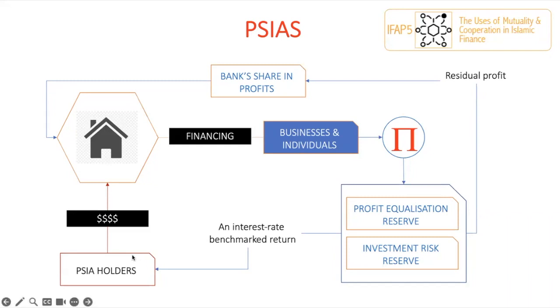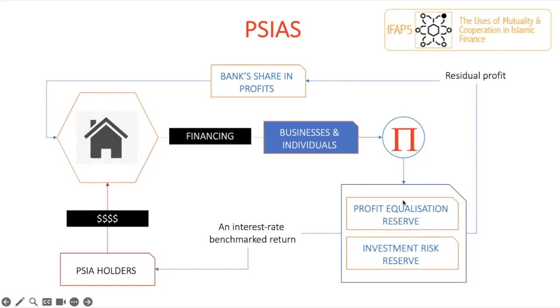Now, in case of profit sharing investment accounts, these PSIA account holders put the money with the bank. The bank uses this money for its banking business, financing, and it generates profit. Profit sharing investment account holders should have access to this profit as the shareholders of the bank. But Islamic banks have introduced a phenomenon, two reserves called profit equalization reserves and investment risk reserves. They are used in such a way that profit sharing investment account holders end up receiving a share in the profit which is more or less the same as the interest rate offered by conventional banks in the market.